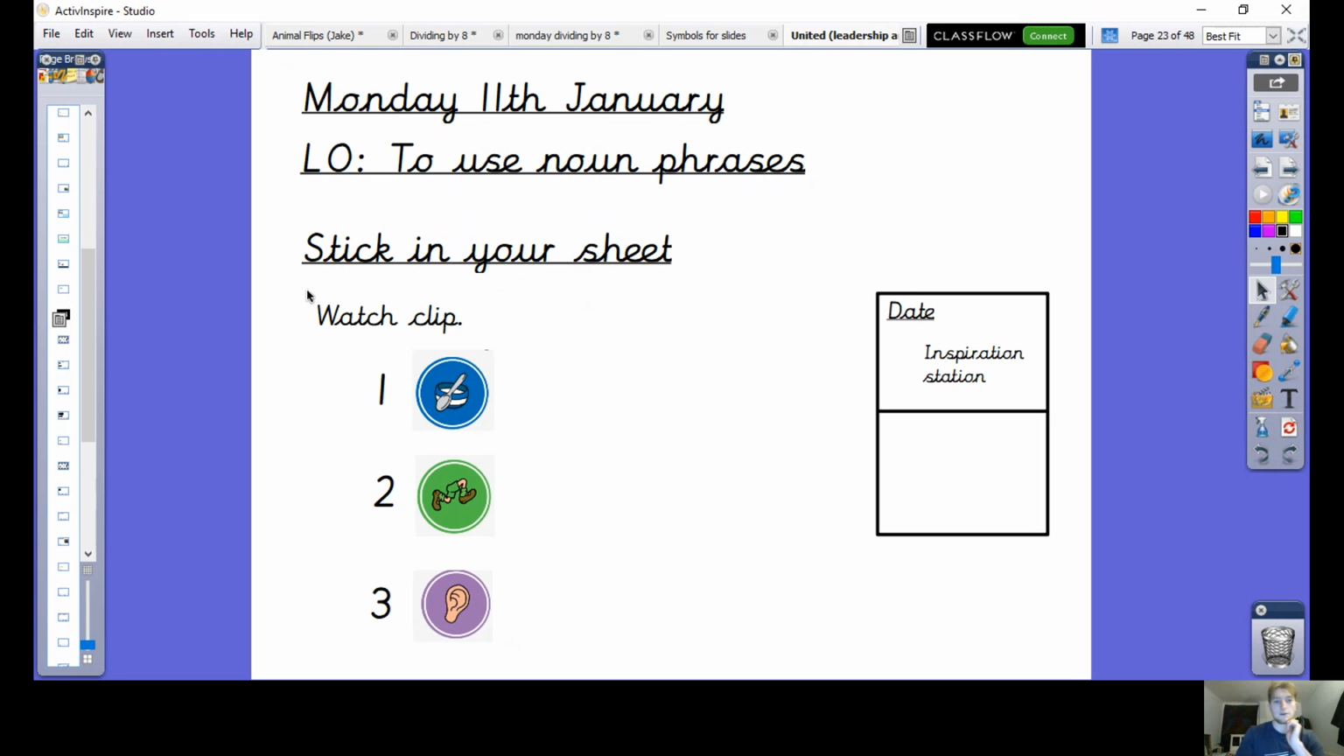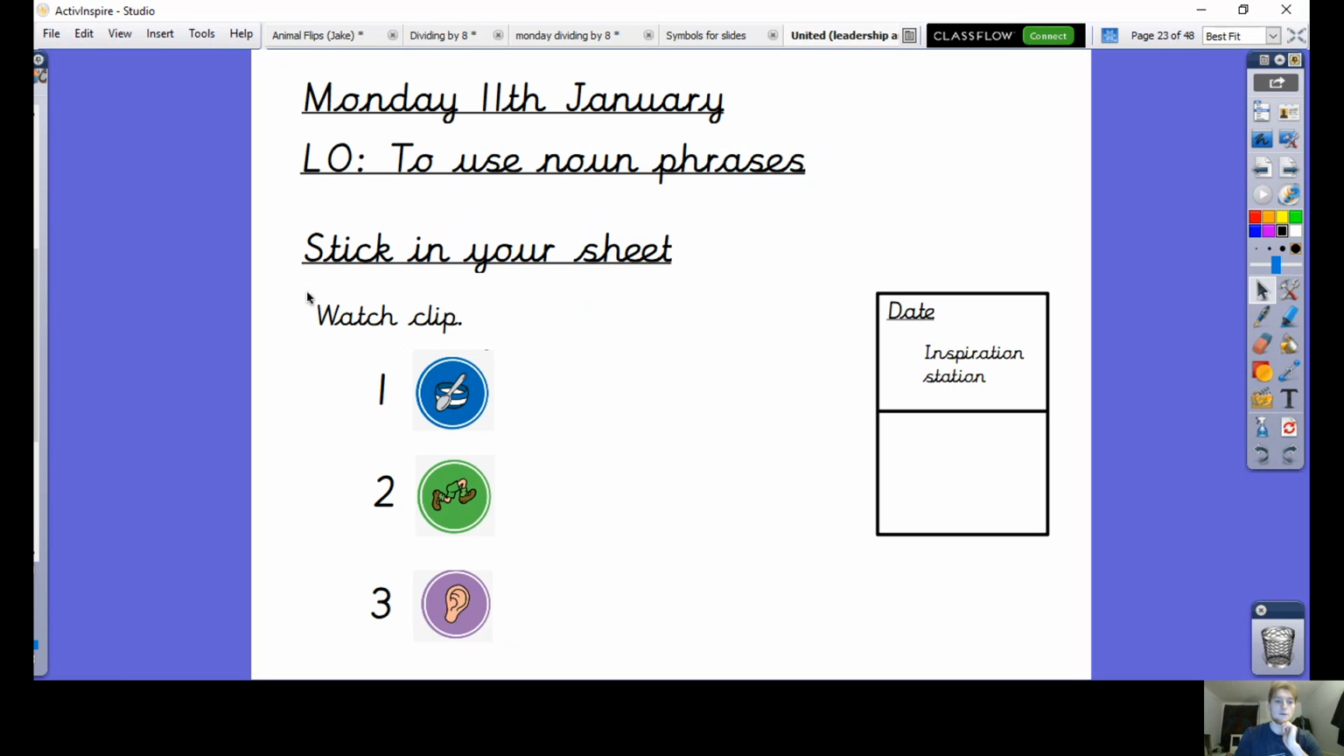Brilliant. So today we're going to be looking at plot point 2 of our write. So before we go any further, let's just write down on a fresh page the date and the learning objective, and then with your ruler underline the date and learning objective, and then I would like you to draw a line across the middle of your page.